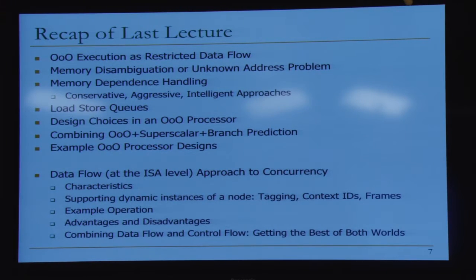In fact, Intel Pentium was a superscalar processor that was in-order execution. It was a two-wide processor, two instructions. It could fetch, decode, and execute two instructions, but it was all in-order execution. Intel Pentium 3, which is Pentium Pro, was an out-of-order superscalar processor, three instructions per cycle.